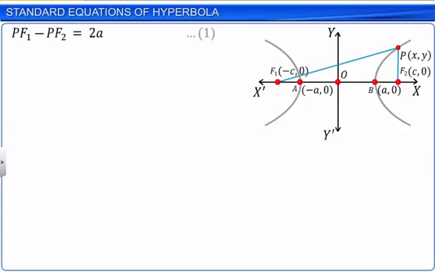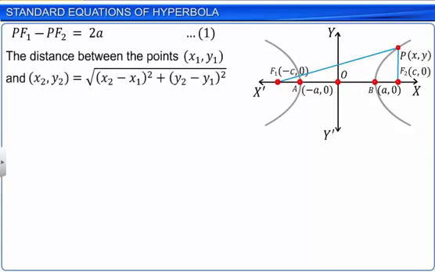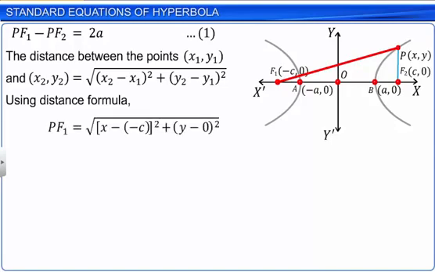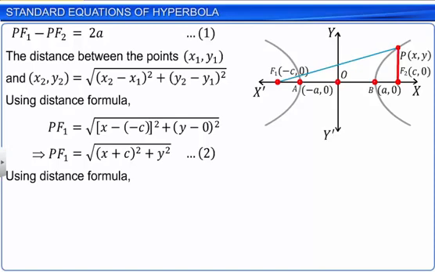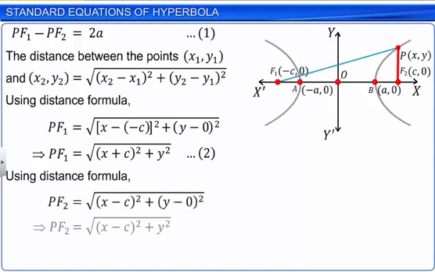We already know the formula for calculating the distance between two given points. Using the distance formula, we get distance PF1 is equal to under root (x plus c) whole square plus y square. Let this be equation 2. Similarly, using the distance formula, we get distance PF2 is equal to under root (x minus c) whole square plus y square. Let this be equation 3.